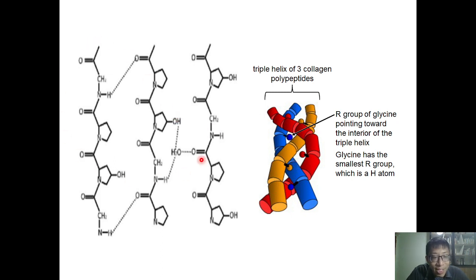Okay, so this diagram you also have in the notes shows you the formation of hydrogen bonds. It's between the CO and the NH, mostly. This one shows you water that is linking in between, but most of the hydrogen bonds, as you can see here, are between CO and NH. So just focus on these ones, the normal ones.